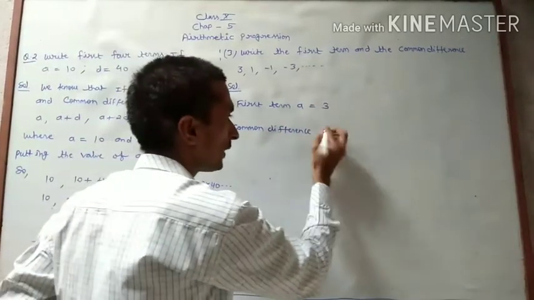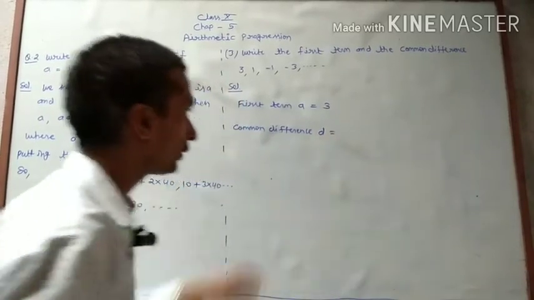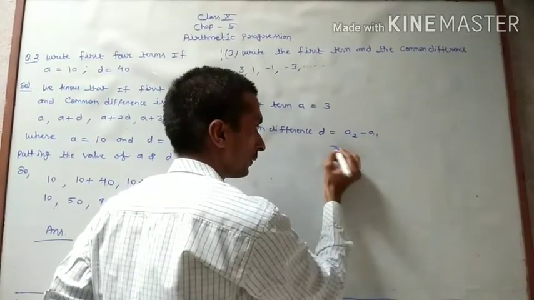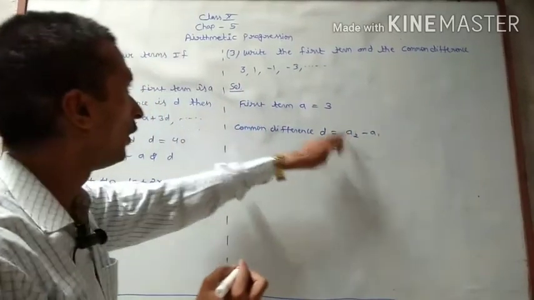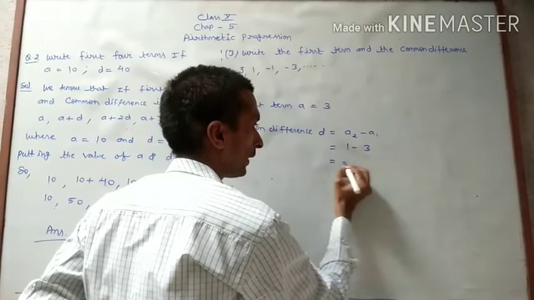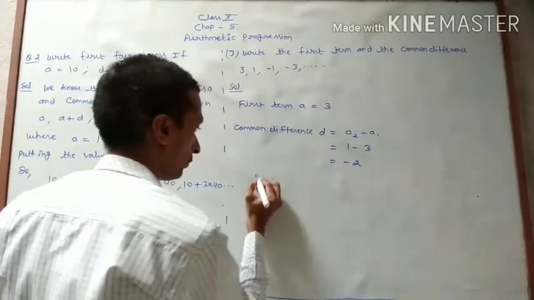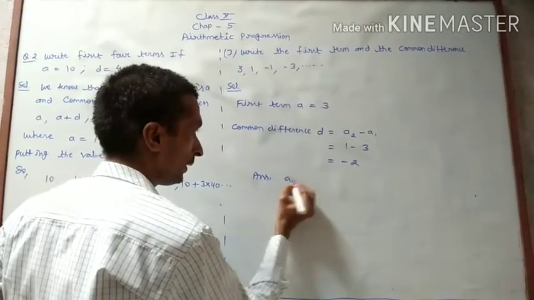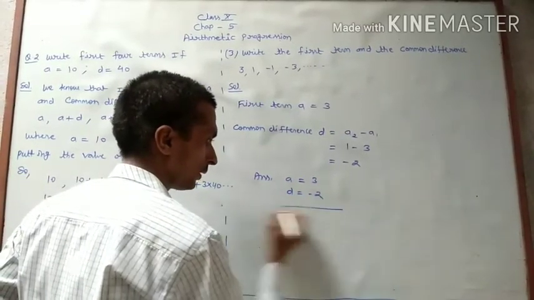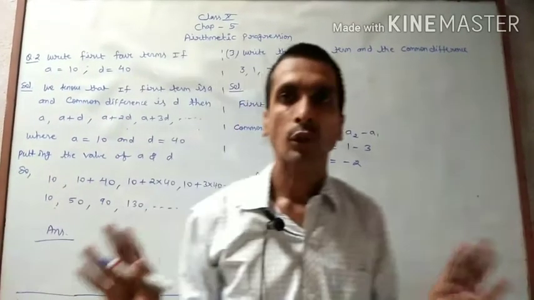Common difference, that means D is equal to A2 minus A1. The value of A2 is 1, so 1 minus 3, you will get minus 2. So your answer is A equal to 3 and common difference equal to minus 2. Okay, so this question you have completed.